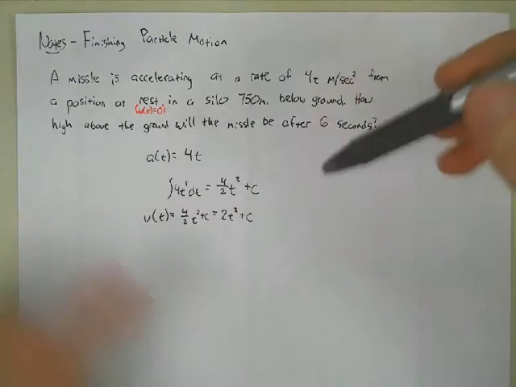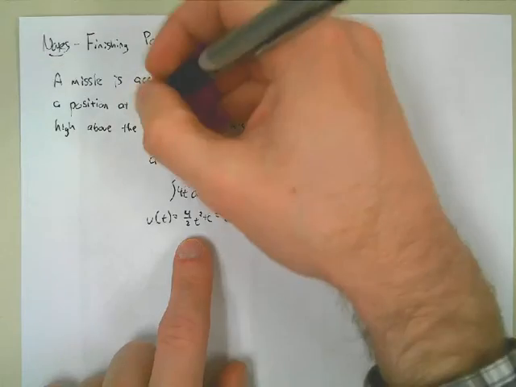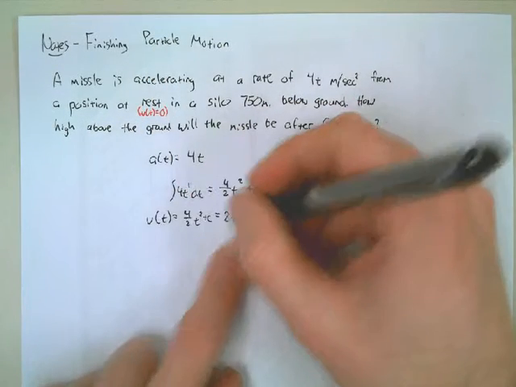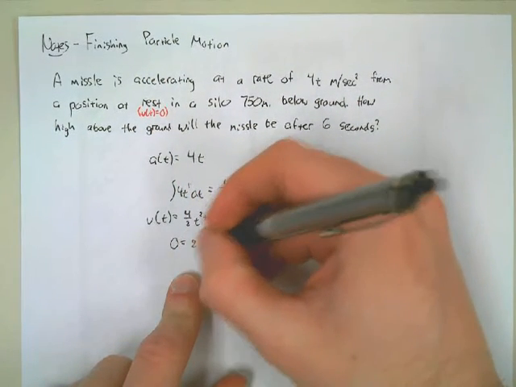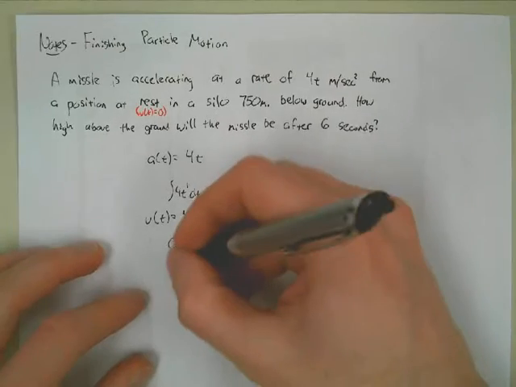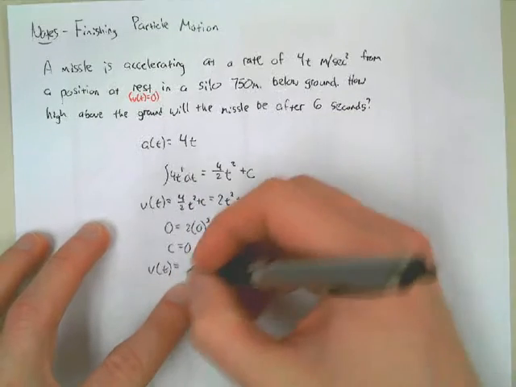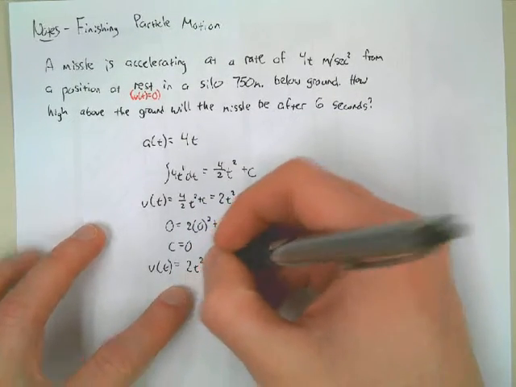So, V of t equals 0. So that means for this, at time t equals 0, right? So we're going to plug in 0 here and set this, so it's 0 equals 2 times 0 squared plus c. So c is 0. So our particular velocity for this situation is 2t squared. Exactly.